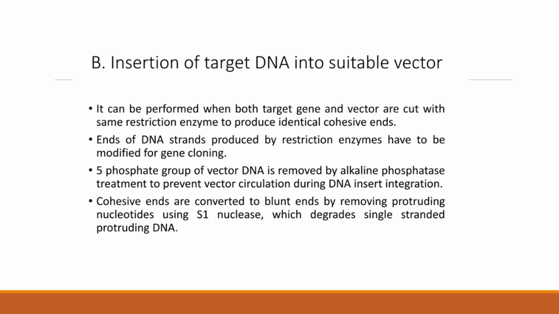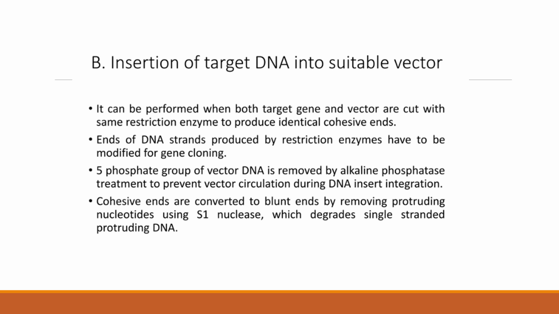So if the ends are not identical, then some treatment has to be done before the ligation of target DNA into the vector DNA. The first step is treatment with the alkaline phosphatase enzyme. Vector DNAs are treated with the alkaline phosphatase enzyme to remove the 5' phosphate group in order to prevent the vector circularization during DNA insert. The second step is the treatment with the S1 nuclease enzyme.